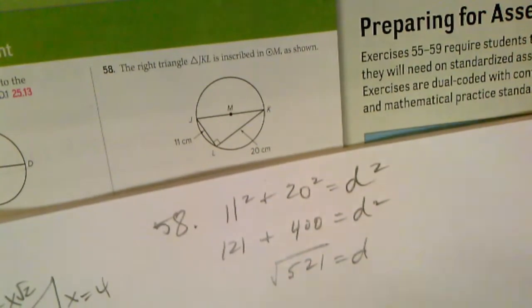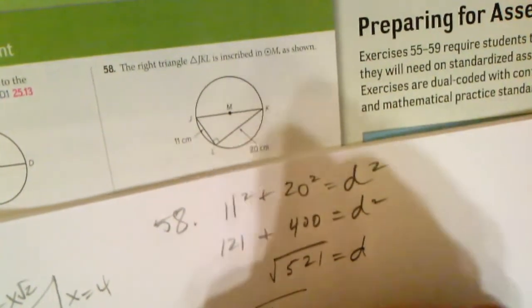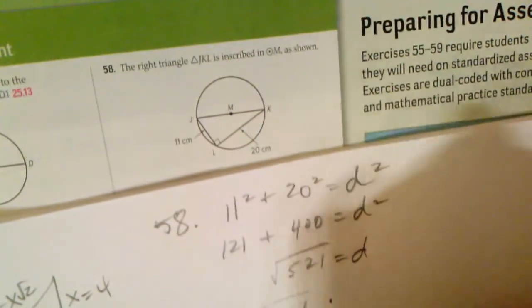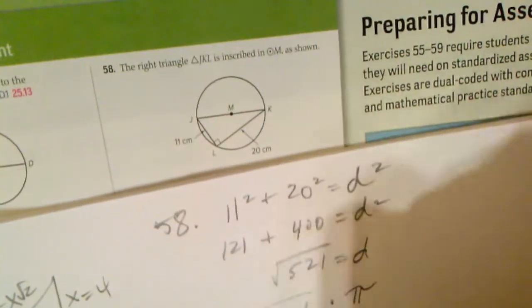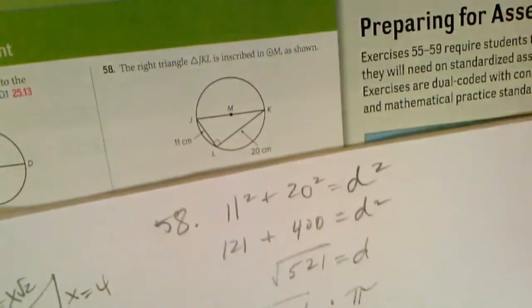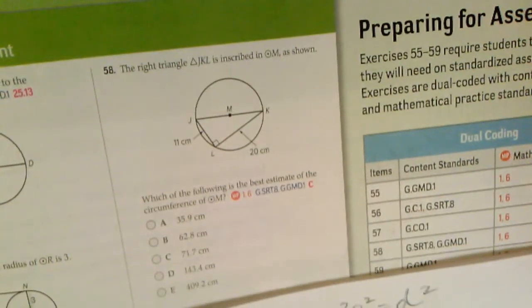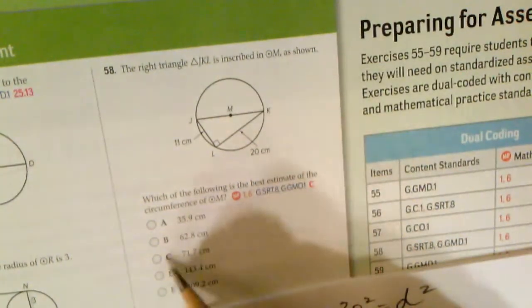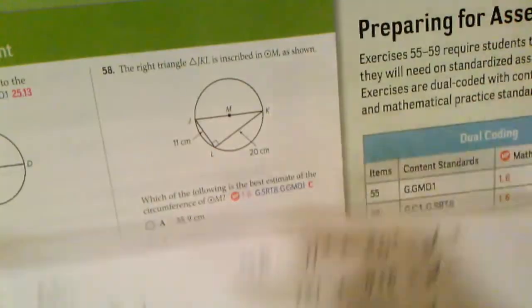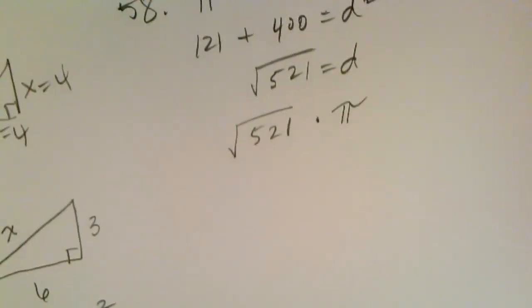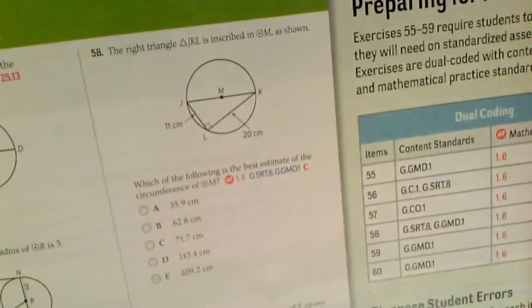So to get the circumference, you can go ahead and just plug that into your calculator, square root of 521. We're going to multiply that by pi, okay? And so from there, according to the book here, it's going to end up being c, and you can go ahead and type that in. Again, the square root of 521 times pi, and that should give you that same answer, okay?